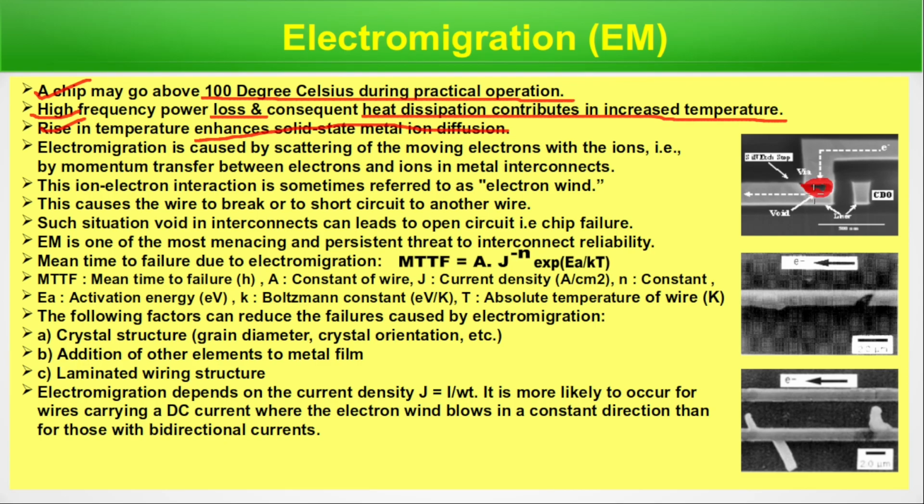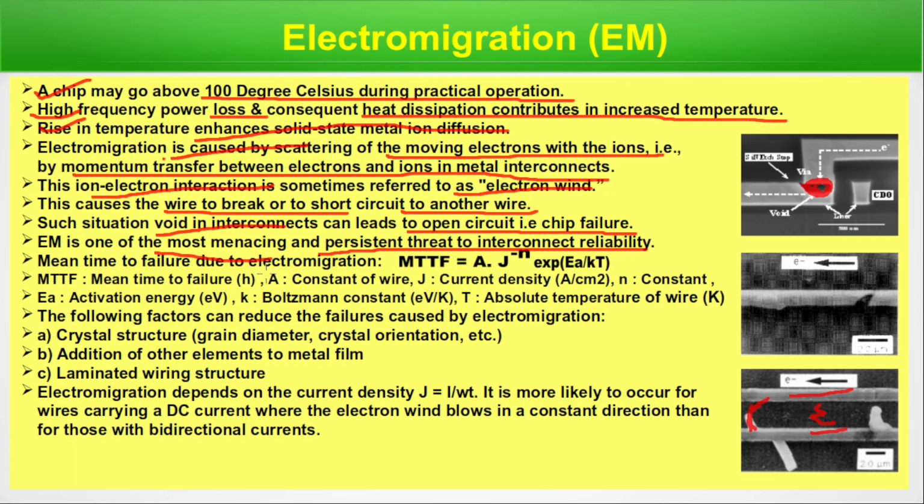Either an open circuit void situation may happen, or, since it's at micro level and they're very close to another interconnect, an ion can move from its position and touch the other. If it touches another interconnect, it creates a short circuit. So electromigration is caused by scattering of moving electrons with the ions, by momentum transfer between electrons and ions in metal interconnect. This ion-electron interaction is sometimes referred to as electron wind. This causes a wire to break or to short circuit to another wire, just as I have discussed. Such a situation, a void in interconnects, can lead to open circuit, that is chip failure. EM is one of the most menacing and persistent threats to interconnect reliability.